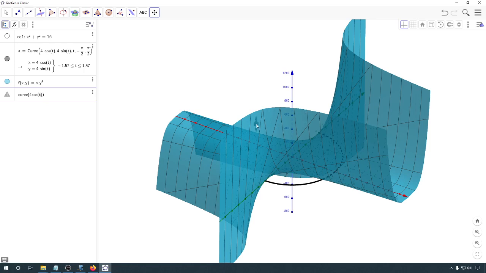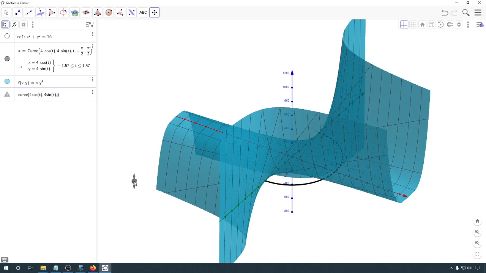Let me out of there. There we go. 4 sine t. And then before, I didn't put in a z value, so it interpreted that as a z value of 0. That's why we're only looking at the semicircle in the xy plane.